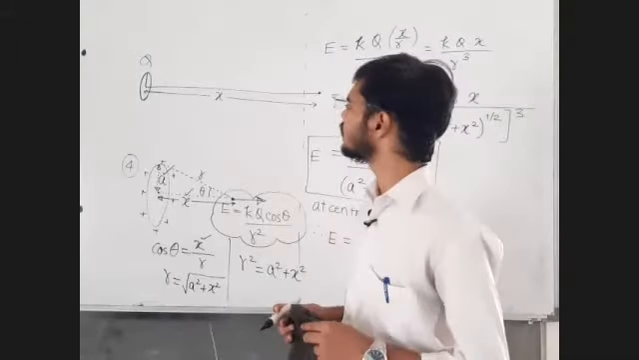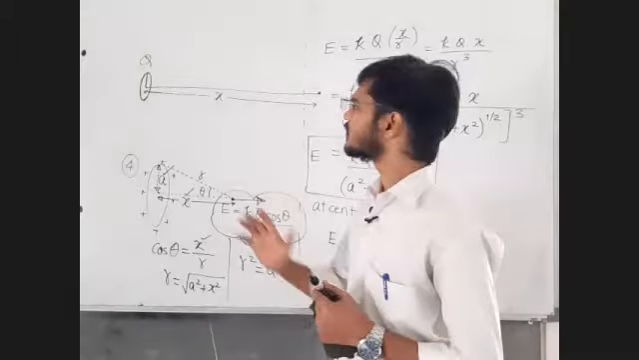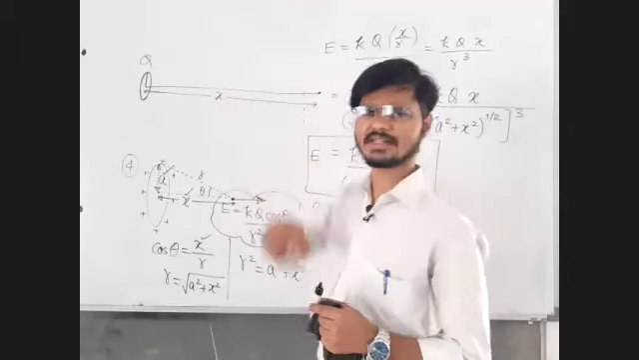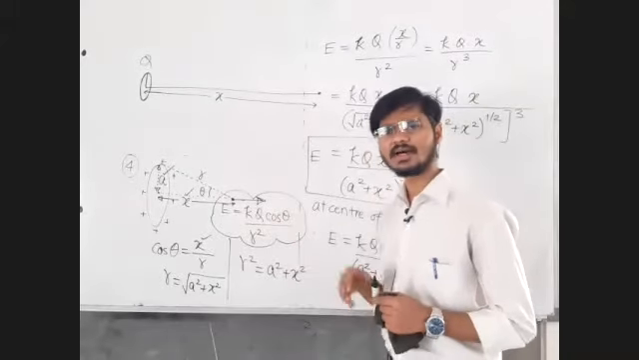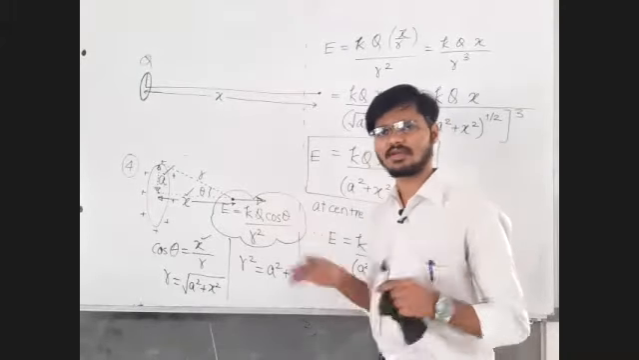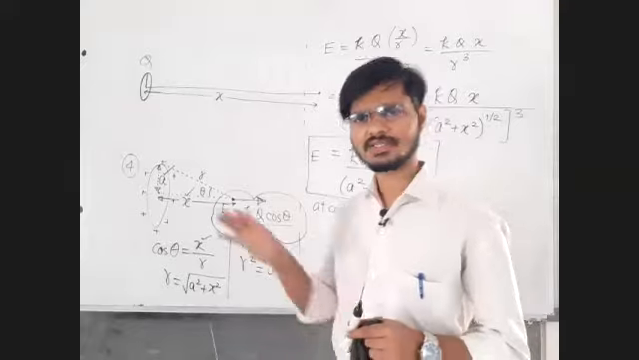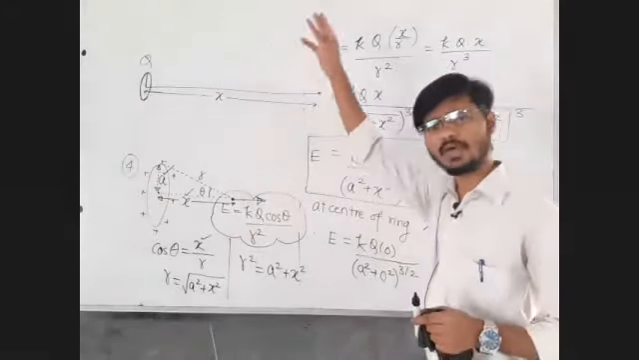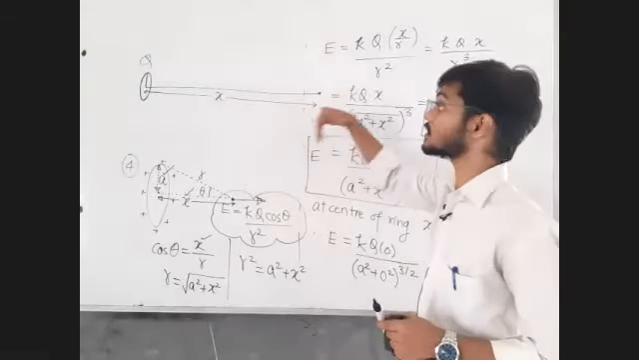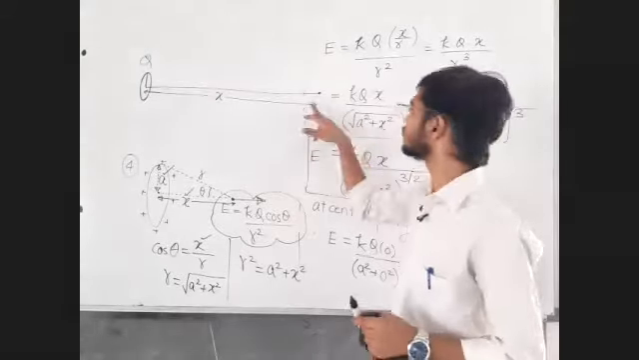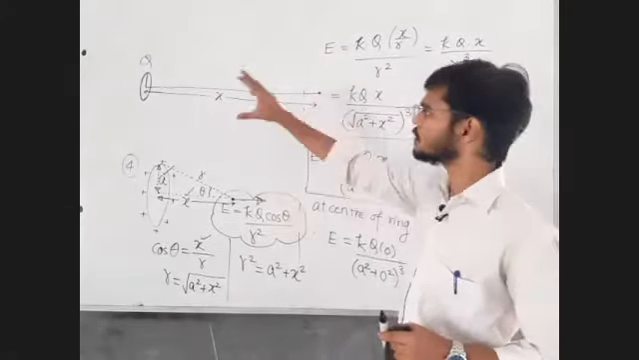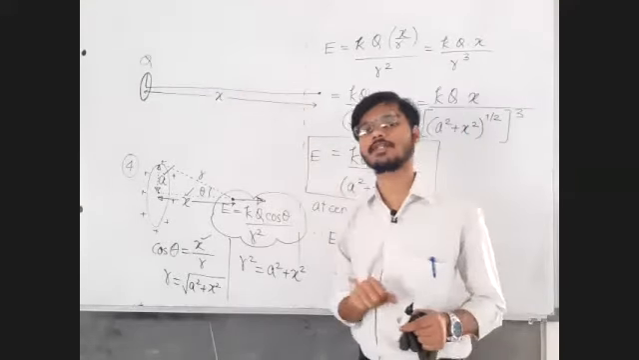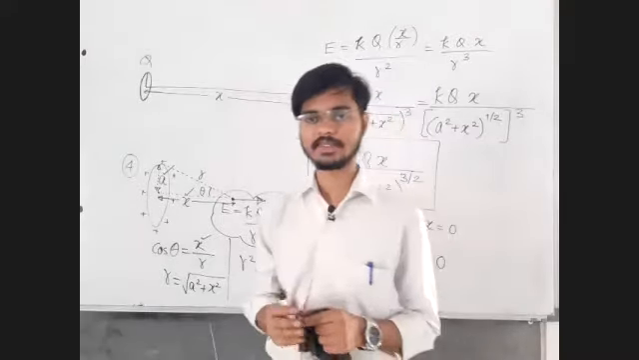Then think. Can I call it a point charge? It is at a very, very large distance. The sun is at a very large distance from the earth, so it is a point mass. So to apply Newton's law of gravitation, sun and earth can be taken as point masses. That ring is at a very large distance from this point. It means the radius of the ring is very small compared to the distance x, so it is as good as a point charge. Agree, disagree?